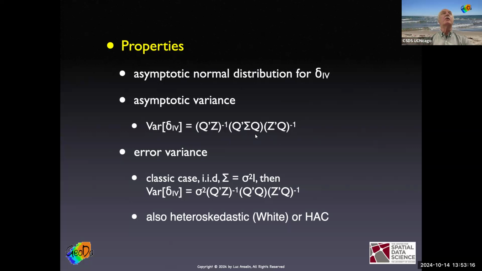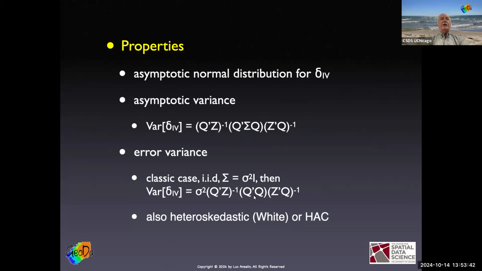This is Q by Q, and Q prime Q, and this is Z prime Q, or Q prime Z. So they're not the same matrices, and they can't cancel out. So you always have this long string of matrix products, which looks formidable, but they're all K by K, all small matrices. So in the classic case, this sigma is just Q by Q.